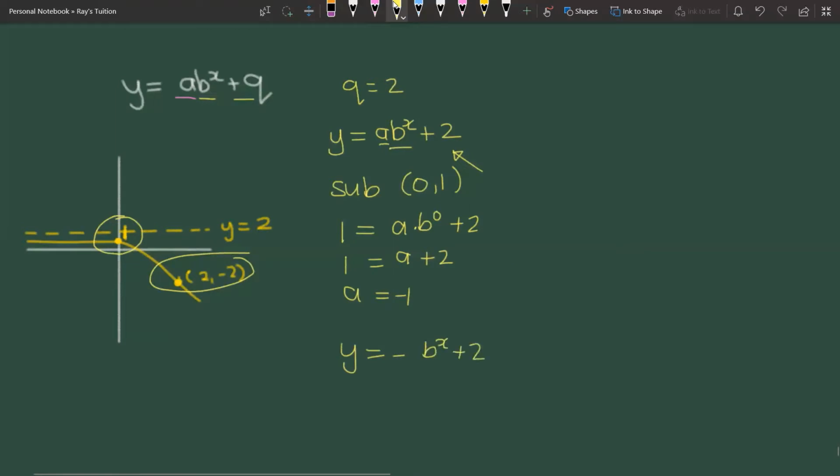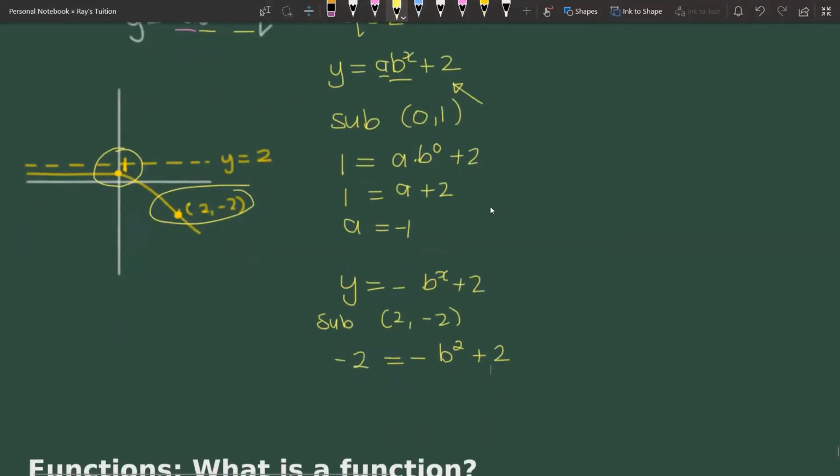So we still don't know what b is. So we're going to substitute the second point. In the place of y, we're putting negative 2. In the place of x, we are putting 2, and we are solving. Let us take that 2 over. So this becomes negative 4 is equal to negative b squared. Dividing both sides by negative, we get 4 is equal to b squared. So we get b is plus or minus 2.